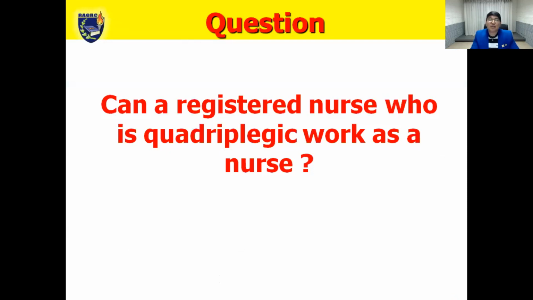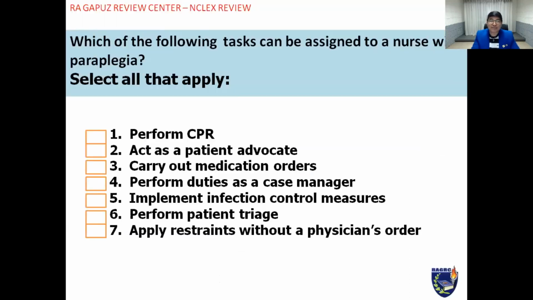Now, let's go back to the main question I posted a while back. Can a registered nurse who is quadriplegic work as a nurse? And the outstanding answer definitely is yes. And what can she do? She could actually work in a telephone triage facility. Now, here's another sample question. Which of the following tasks can be assigned to a nurse with paraplegia?